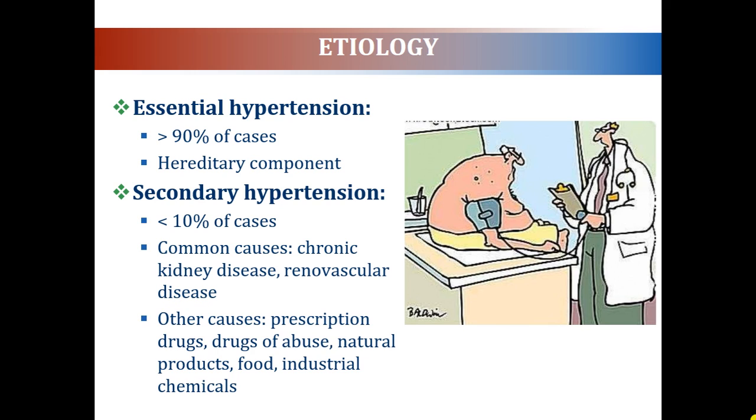Common causes for development of secondary hypertension, which means there is some other underlying disease which precipitates hypertension or which presents as hypertension. These common diseases are chronic kidney disease and renovascular disease. There are certain other causes like use of some prescription drugs, and use of drugs of abuse like cocaine, etc. There are certain natural products, certain food products and certain industrial chemicals that can lead to development of hypertension. So thorough history taking is essential for ruling out all these components.